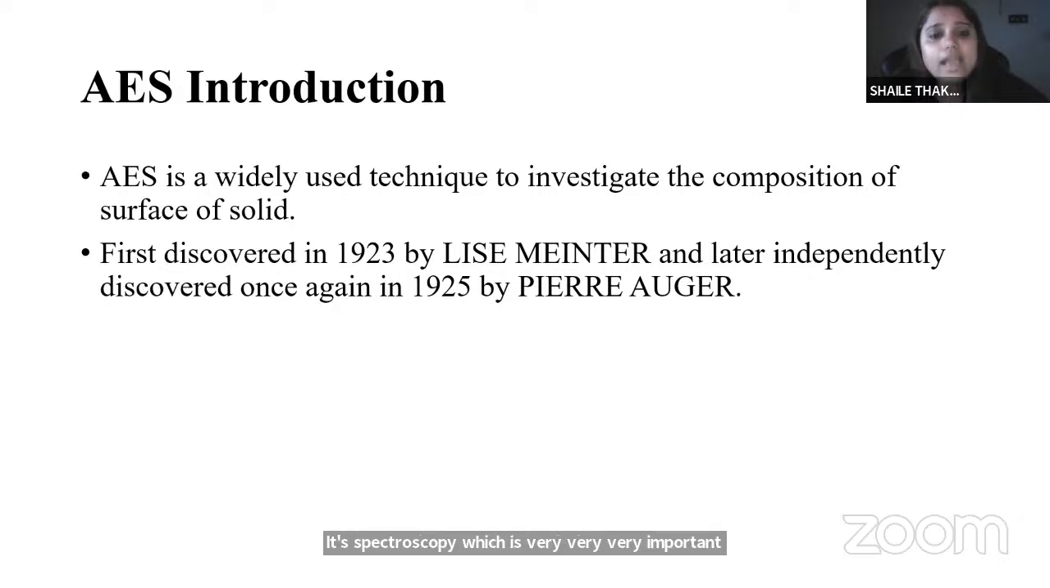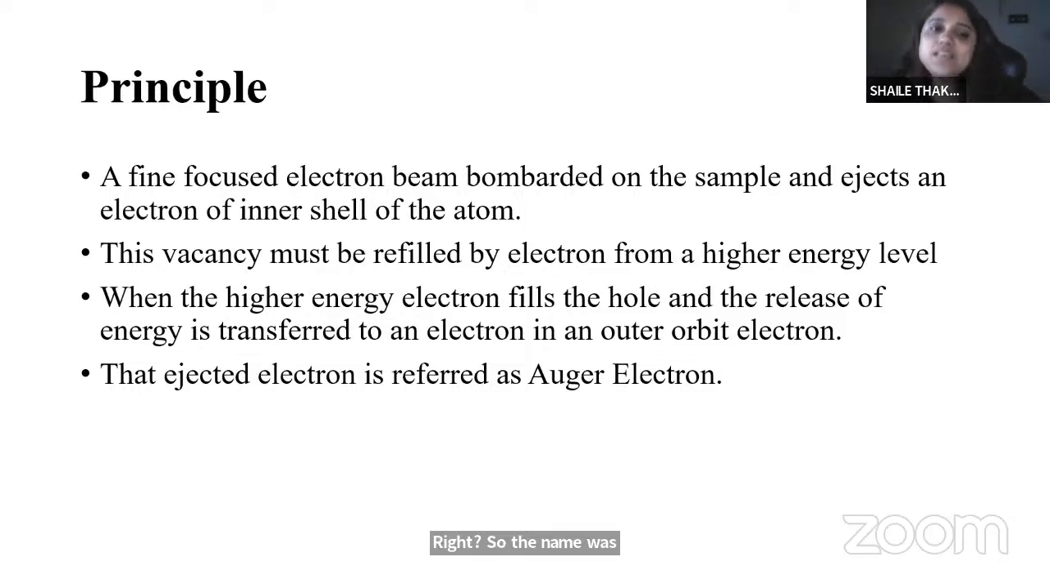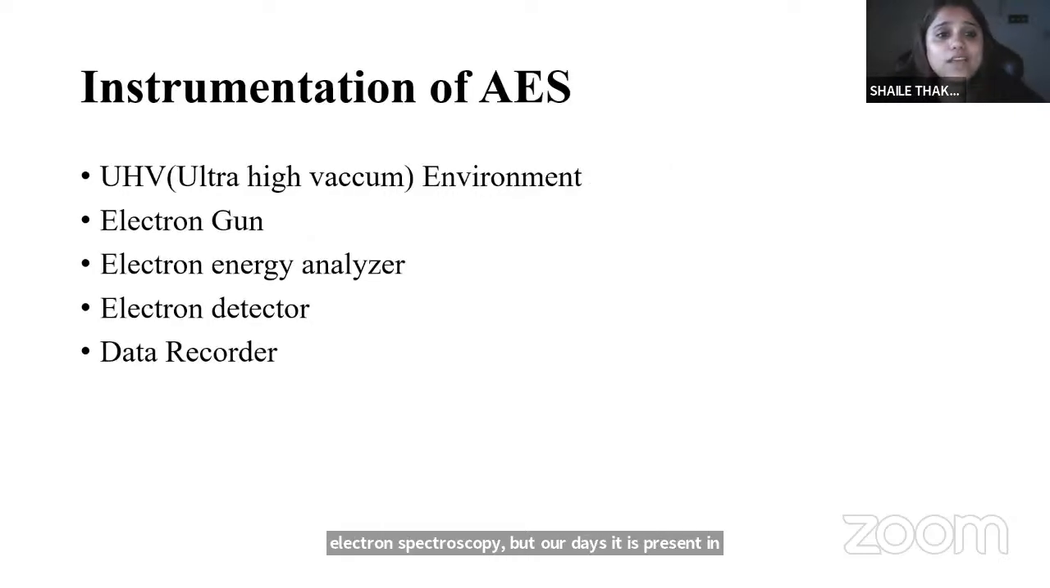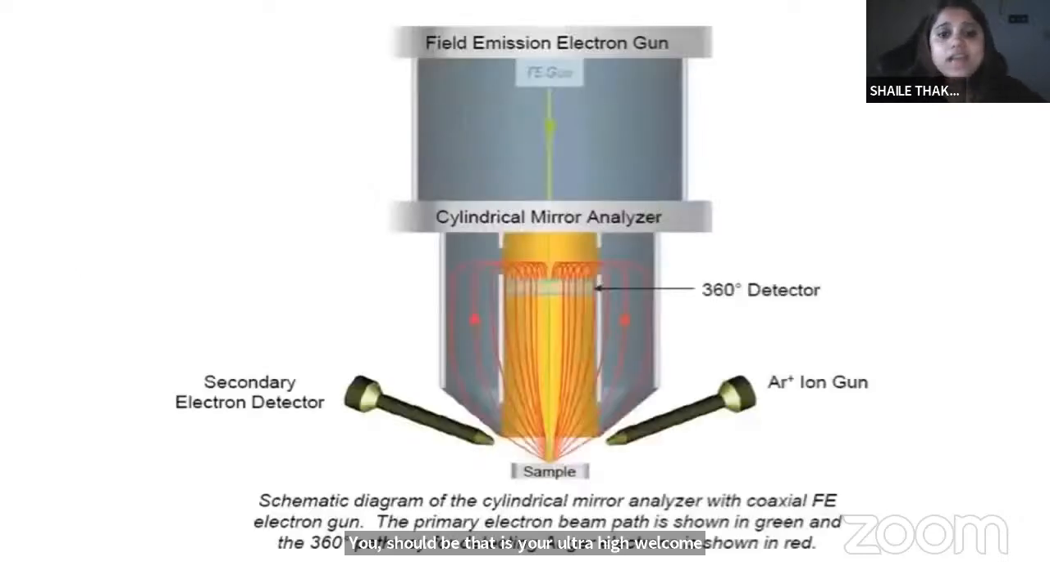In 1923, the most important technique was introduced. The name was, and still is, Auger electron spectroscopy, but nowadays it is present in a very advanced form, so it can also detect the ppm level of the sample. Now, what is the instrumentation? The instrumentation is UHV, that is your ultra high vacuum environment, electron gun, electron energy analyzer, and electron detector.